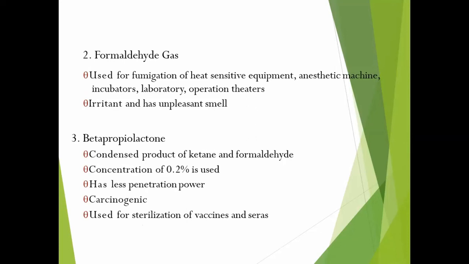Beta-propiolactone. Beta-propiolactone is a condensation product of ketene and formaldehyde. We use it at a concentration of 0.2%. Okay, and it has less penetration power. It is carcinogenic and is used for sterilization of vaccines and sera. Hopefully you will understand.